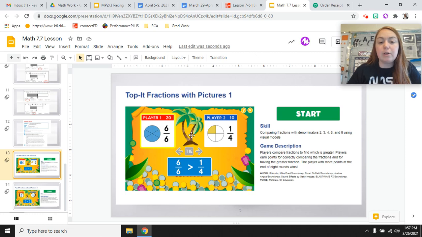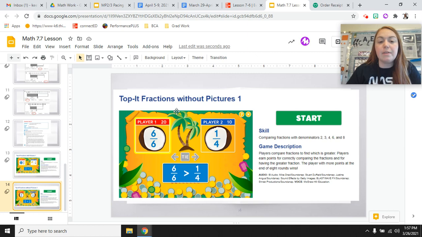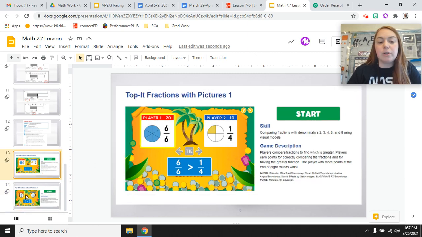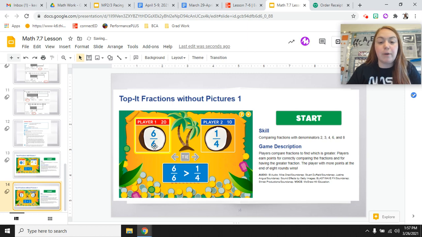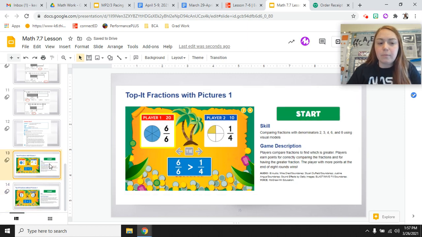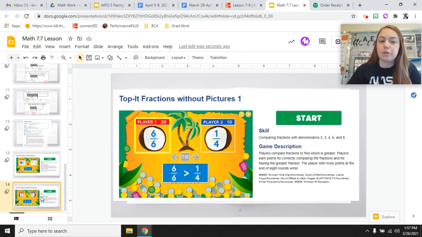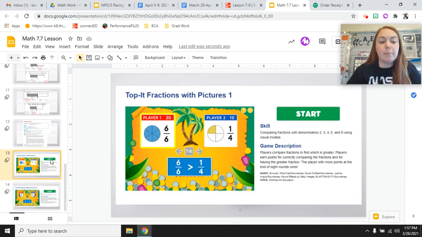So this game, there's 2 kinds. This one says Top It fractions with pictures, and then this one says Top It fractions without pictures. So this one shows you the fraction circle. This one just shows you what the fraction is. So I would recommend starting with the pictures and then working your way up to without pictures. So if you get a moment during your math block, you can try and play Top It fractions with pictures.